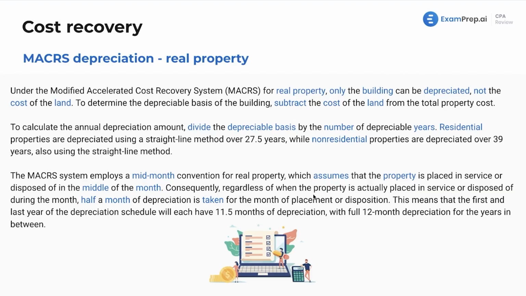Consequently, regardless of when the property is actually placed in service or disposed during the month, half a month of depreciation is taken for the month of placement or disposition. This means that the first and last year of the depreciation schedule is going to have 11.5 months of depreciation with full 12-month depreciation for the years in between.